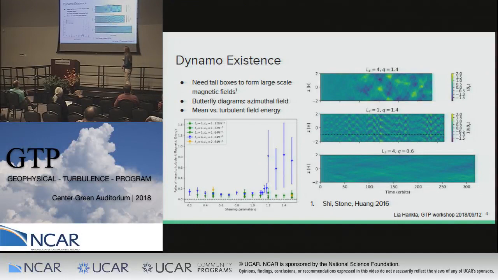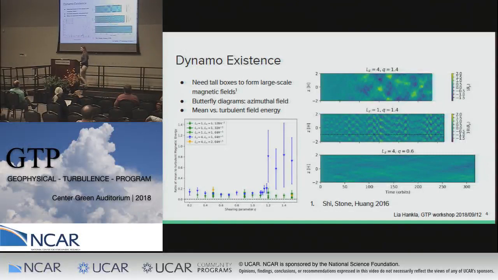But what Stone and Huang did was look, for this shearing parameter of 1.5 right here, at a taller box, which is in blue. The ratio of your mean magnetic energy to turbulent magnetic energy for tall boxes in blue is much higher than for boxes in green down here, which have a height of only 1. And this is just a preview, because you can see as a function of shear, I get this weird jump. And this is what I'm trying to explain.